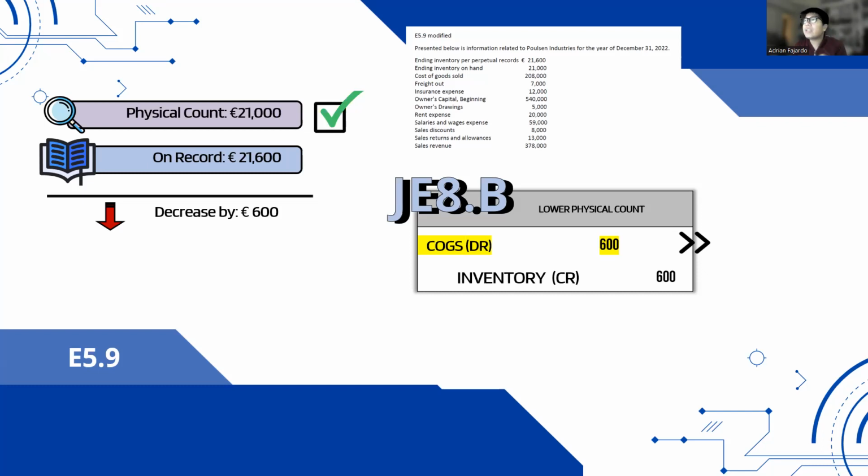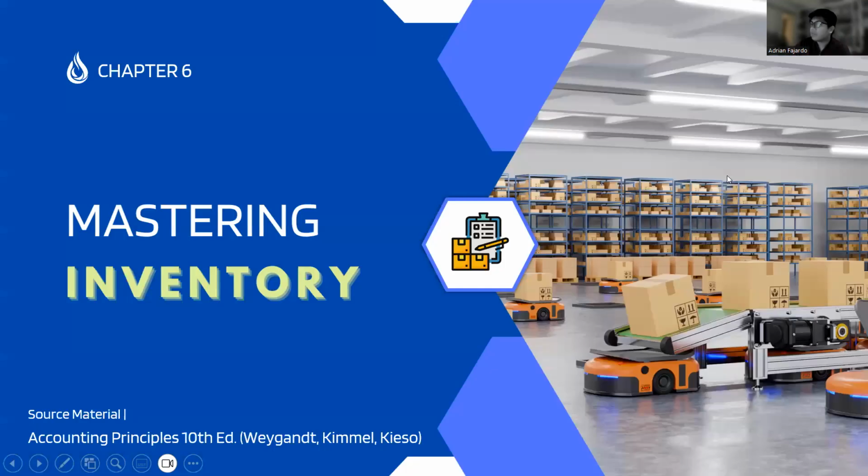Now, the actual count, if it's lower than your record, just like in this example, the record was 21,600, your count is 21,000, the count is lower, that means that's an inventory shortage. For example, 21,600, in another scenario, the count is 25,000. That's going to be an inventory overage. So, those are the 3 major concepts that we're going to be following.